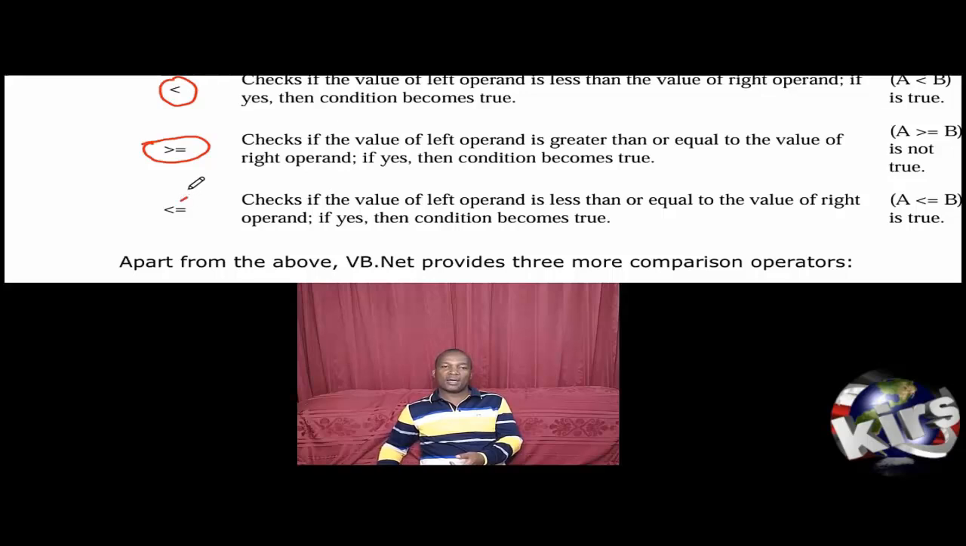And then the other operator which we look at here checks if the value of left operand is less than or equal to the value of right operand. If yes, then the condition becomes true. And we go back to our example. We said A was 2, B was 7. The question is, is 2 less than or equal to 7? Of course the answer is true. It may not be equal to 7, but it is less than 7. So the output will be true.